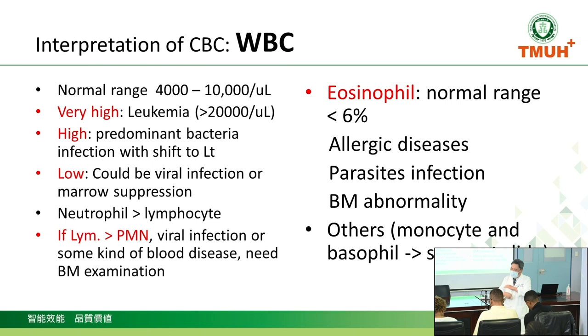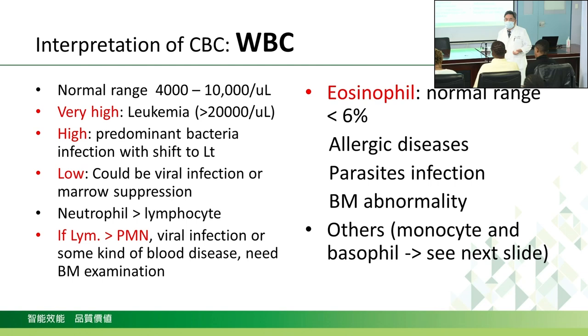When the patient is during chemotherapy and has leukopenia below 3,000, we won't give chemotherapy again. We wait until the count recovers, because the patient becomes much more prone to infection. So 3,000, 4,000, or even 5,000 could be viral infection or marrow suppression.